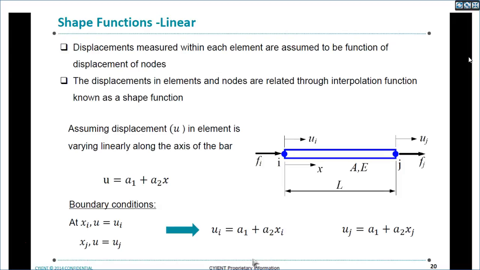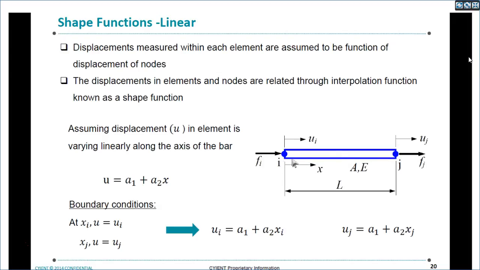Coming to shape functions, let us discuss them. Let us understand about shape functions, only here for now. Then we'll try to understand more later. Displacements measured in each element are assumed to be a function of nodes. If you see a typical bar element, i and j are nodes, and this is the element. So we need to have some relation between element and node.